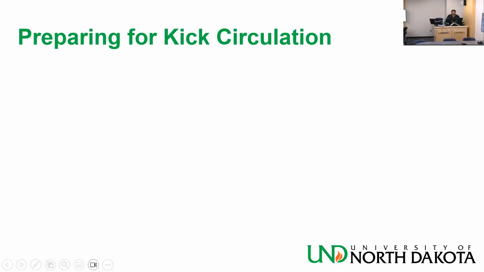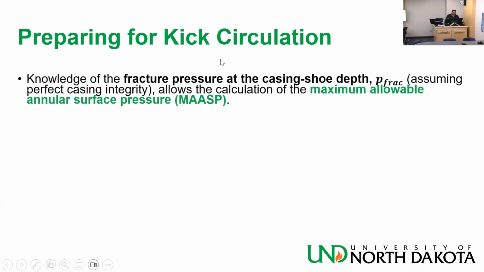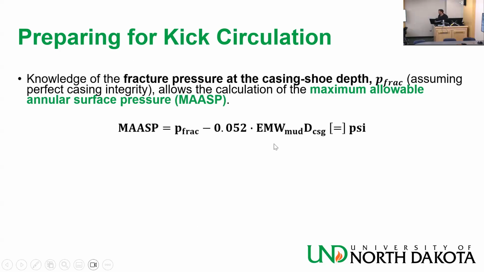So I think one more slide and we're done. Preparing for kick circulation. Knowledge of the fracture pressure at the casing shoe depth is important. That's what you learned in module 3. Assuming perfect casing integrity, we don't want the SICP to exceed this maximum allowable annular surface pressure. This is how we are going to calculate it, okay?